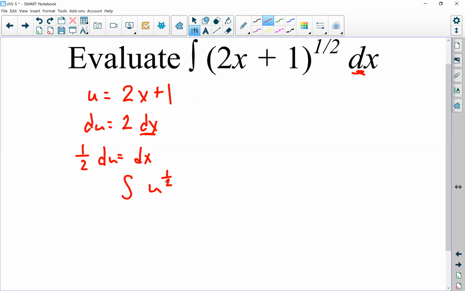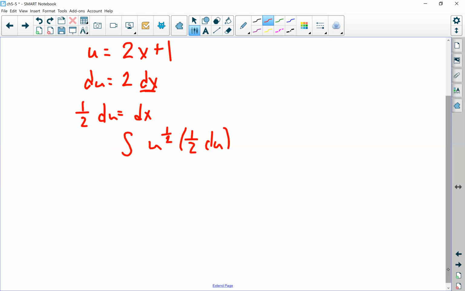And I'll do it this way, but most of the time, if I have a substitution like this, I'm going to take that 1/2 and put it in front of the integral, because we do have a property of integrals that says I can do that.